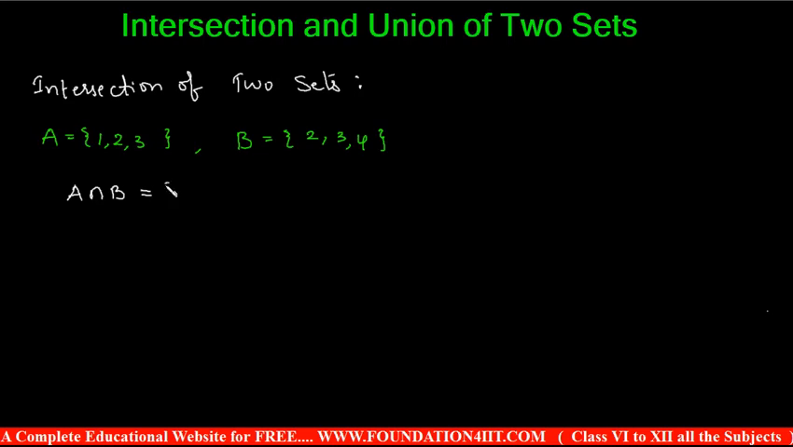So A intersection B is the elements which are in common in the two sets A and B combined. If you notice, the common elements are 2, here and here, and 3, here and here. Only the common elements; the ones which are not common you can leave. You can take 2, even 3 sets, any number of sets, and in all of them we should take only the common elements.